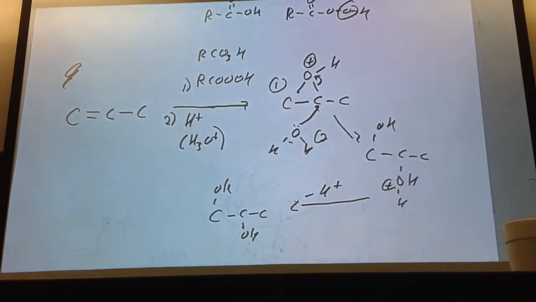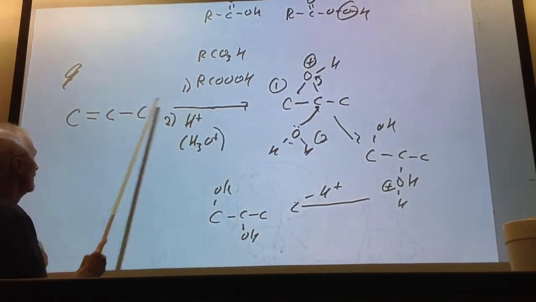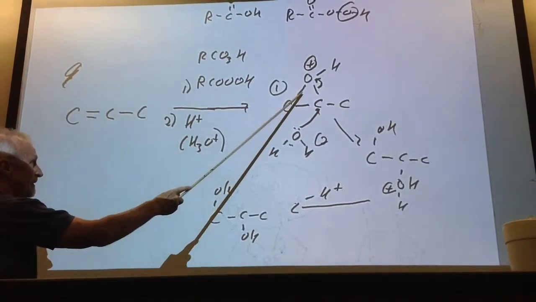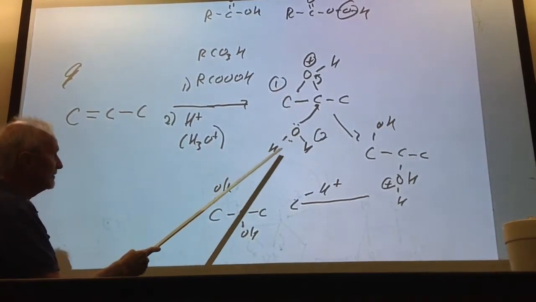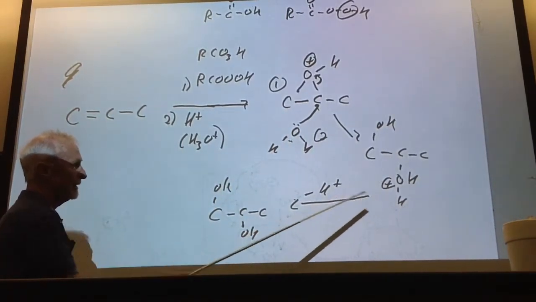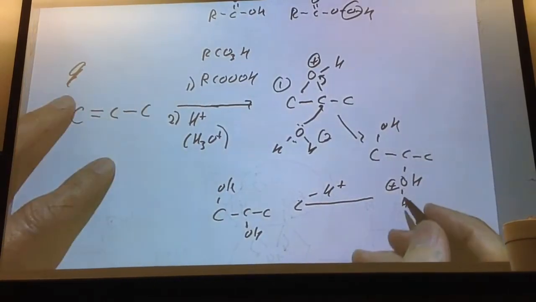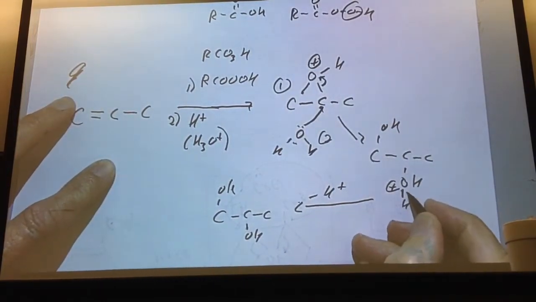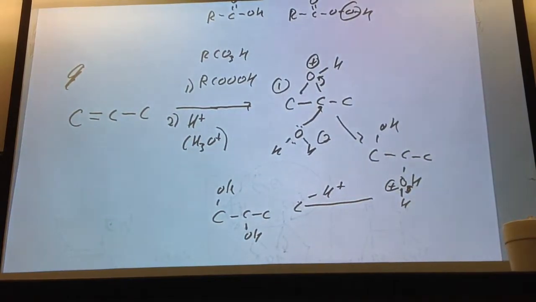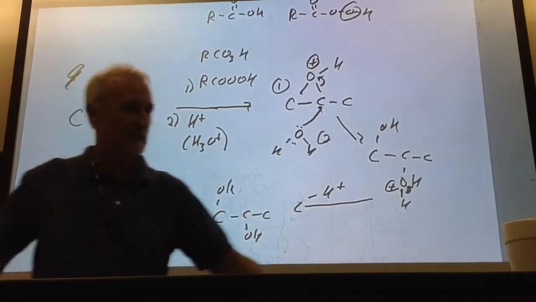The first step involves, I think, 9 arrows to go from here to here. In the second step, strictly speaking, would be 1, 2, 3 arrows. So we're not going to worry about this mechanism, just way too many steps. But it's nice to see how it happens, especially the first step.